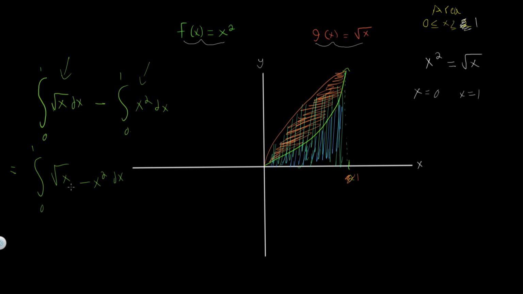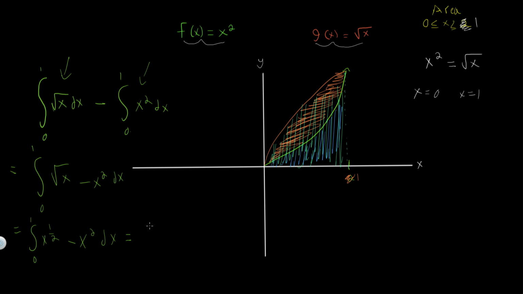Alright, so now we're going to use the anti-power rule to integrate, and then we're going to evaluate the definite integral, and we'll be done. So the square root of x, we can rewrite as x to the 1/2, and then x squared, we can just leave it as x squared, and this is just equal to the definite integral from 0 to 1. Or actually, let's do the anti-power rule now.